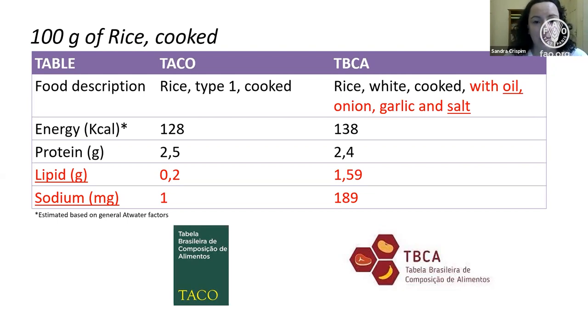And then if I take the example of rice, in TACO I have rice type one cooked and that's it. And TBCA is a compilation where we consider preparations, and the rice will have the addition of oil, onion, garlic, and salt. And as such, contents of lipid and sodium, of course, will be higher in the TBCA table. And as a user, I will prefer to use the TBCA values for diet assessment. This is not always understood, it's not always done in the country, but there is something we need to identify in order to proceed with the analysis.